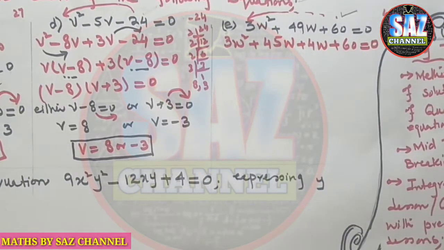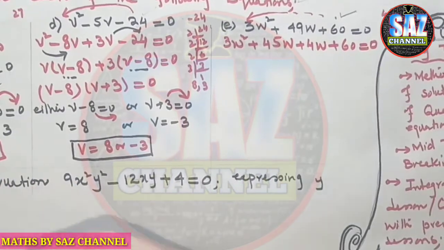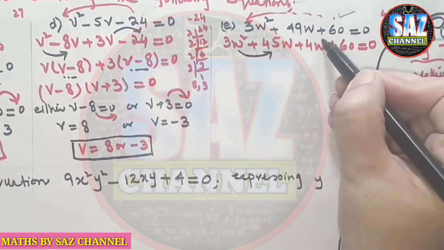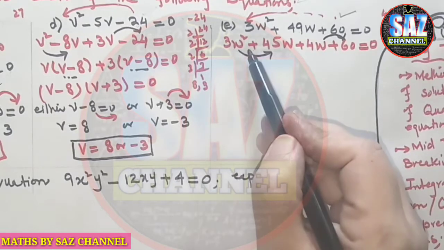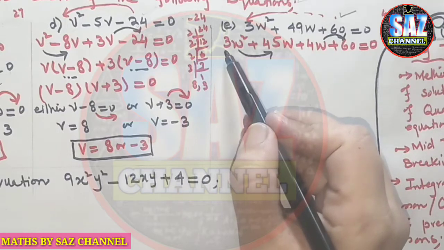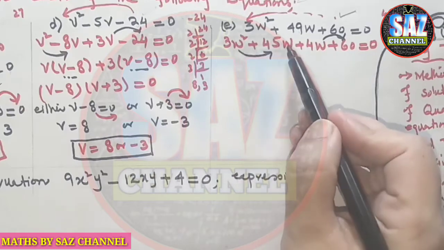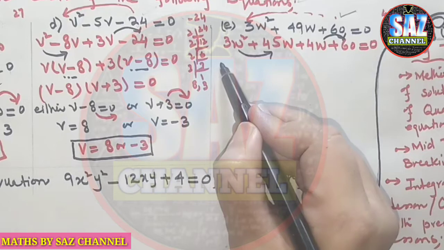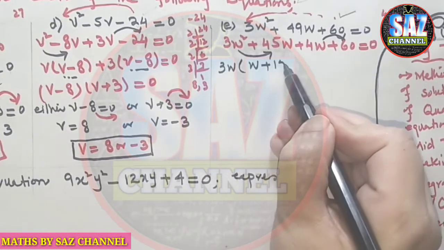Now this expression has become the application of factorization by grouping. You can make groups of like terms and extract some number or letter as a common factor. If you look at 3w square plus 45w, we can have 3 as a common factor because for 45, the table of 3 is suitable 15 times, and if we look at the letters, we can have w as a common factor. So 3w into w plus 15.